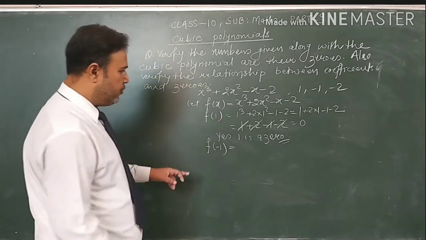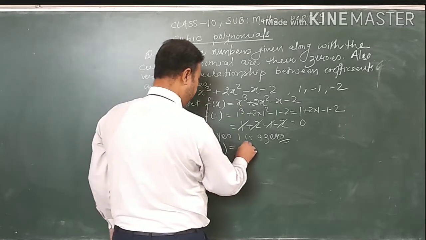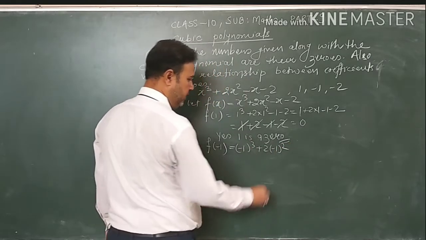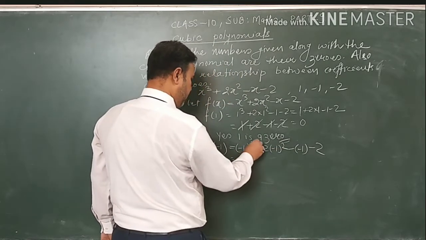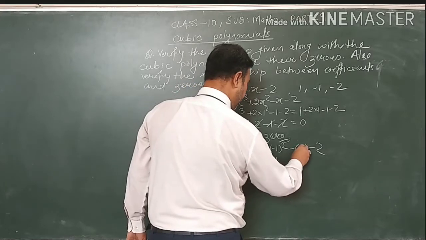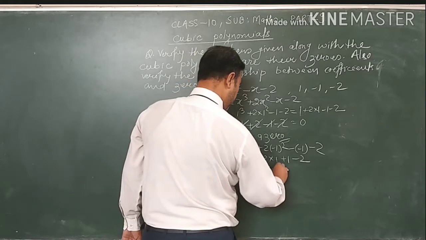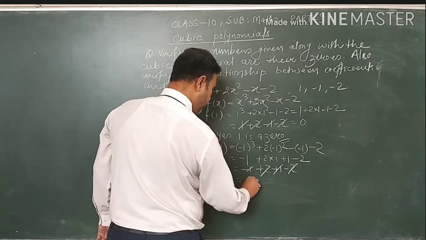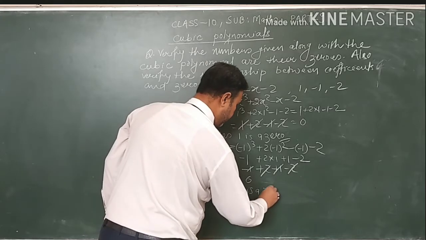Now, f of -1. This time we will put -1 in place of each and every x. First, x cube, -1 cube, plus 2 into -1 square, minus -1, minus 2. What will be? -1, plus 2 into 1, plus 1, minus 2. -1 plus 2 plus 1 minus 2. Minus plus cancel, plus minus cancel, 0. Yes, -1 is a zero.